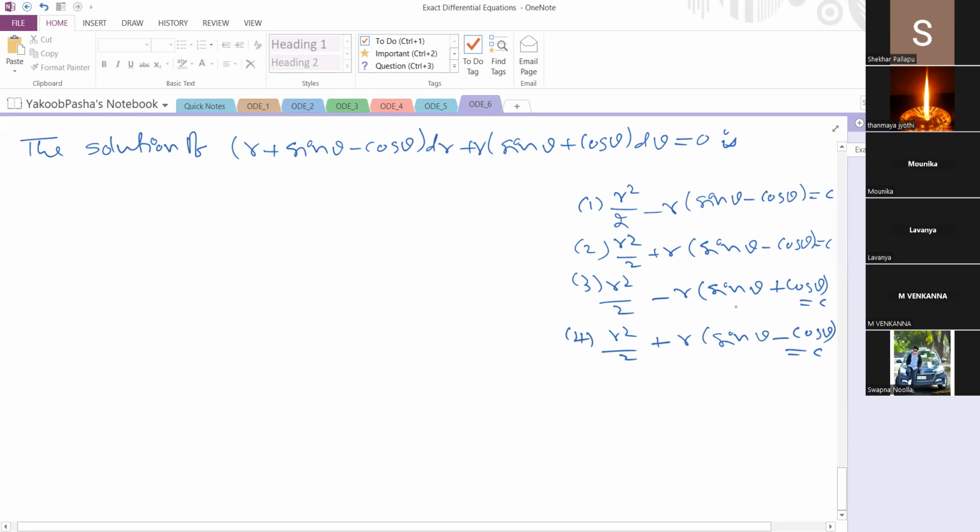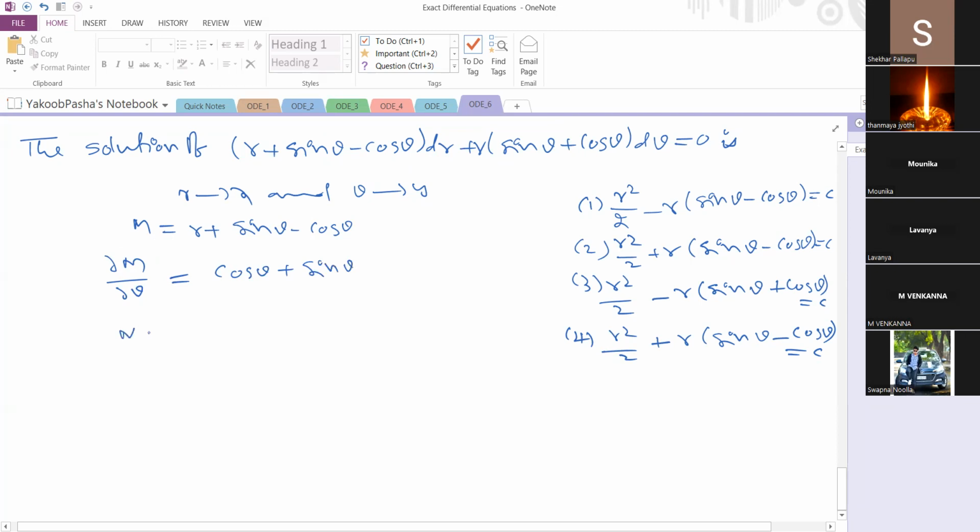Here it is not in the form of M dx plus N dy is equal to 0, but we can replace r as x and theta as y. So it is in the form of M dx plus N dy equal to 0. So here M equal to r plus sin theta minus cos theta. So we have to differentiate M with respect to y, partial, so M with respect to theta, partial. So we get dou m by dou theta value as cos theta plus sin theta.